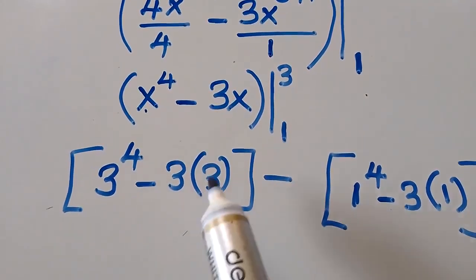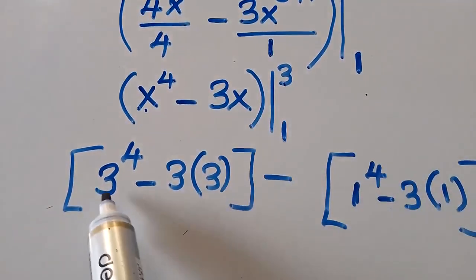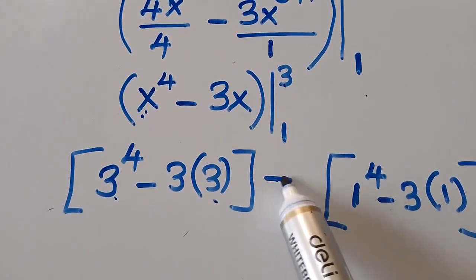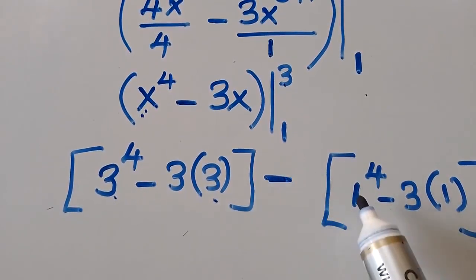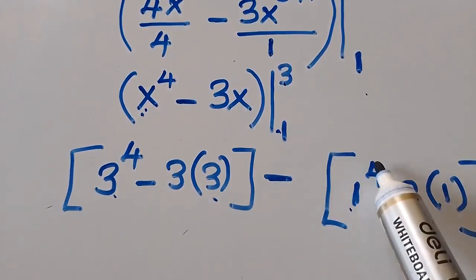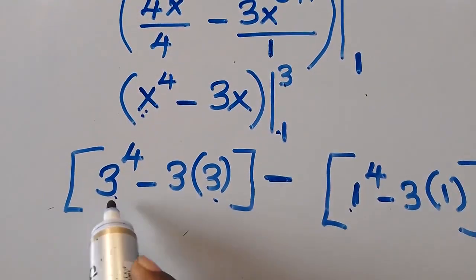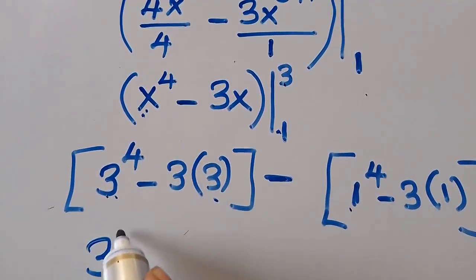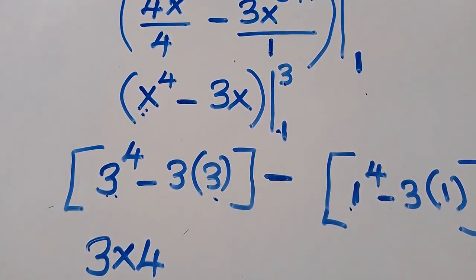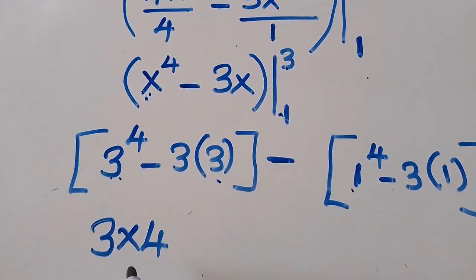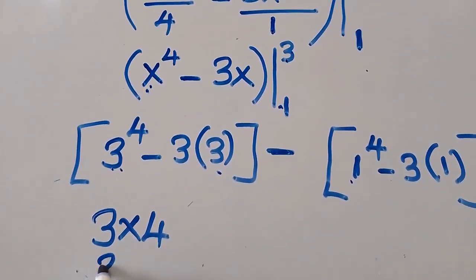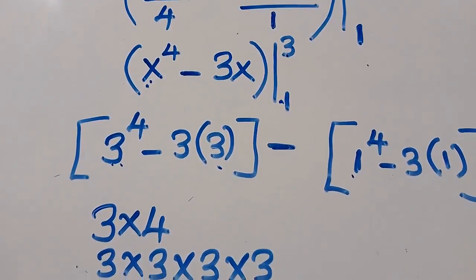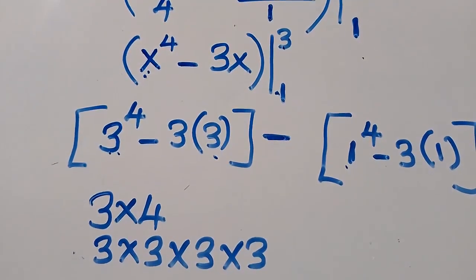So first you start with 3. Where there is x, you put 3. Then you say minus, and you put 1: 1 to the power 4 minus 1. So what is 3 to the power 4? This does not mean it is 3 times 4. No. This means that you are multiplying 3 by itself 4 times, so 3 times 3 times 3 times 3. This is what it means.